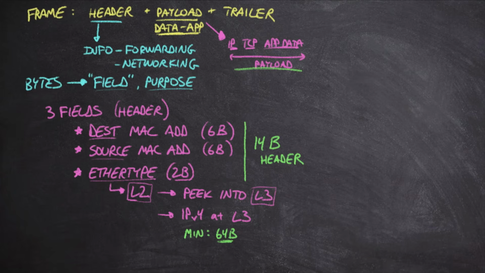But we did mention that, well, okay, but the math showed 46 bytes for a minimum payload size. Where did those other 4 bytes go? Well, that would be the trailer. So let's talk about the trailer now. The trailer is actually one field, and that field is known as the frame check sequence. And we can abbreviate that as FCS.